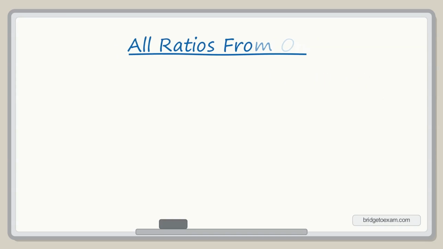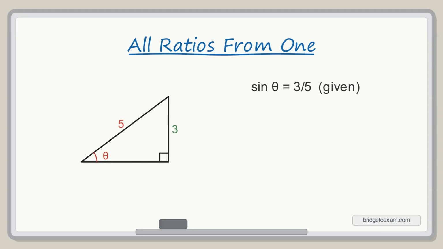If you know one ratio, you can find them all. Say sine theta is 3/5. That means the opposite is 3 and the hypotenuse is 5. Use the Pythagorean theorem for the adjacent side, the square root of 25 minus 9, which is 4.